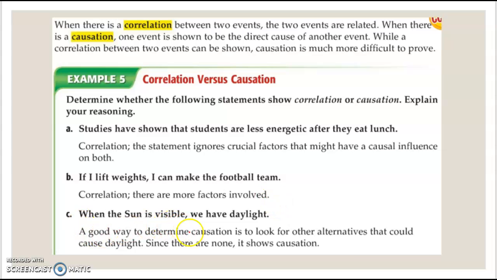When the sun is visible, we have daylight. So a good way to determine causation is to look for other alternatives that could cause daylight. Since there are none, it shows causation. And that is something that you need to pay attention to in terms of how they can sway you by using misleading charts and statements.